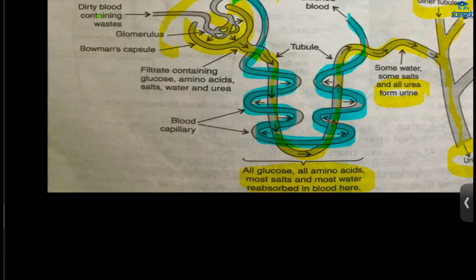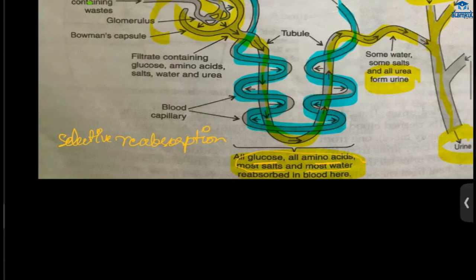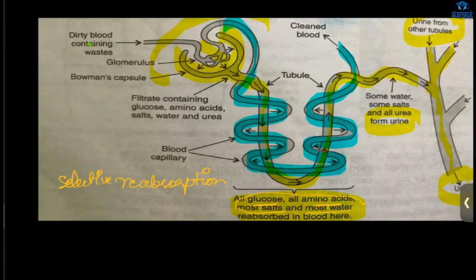What is the function of the tubules? It is to allow selective reabsorption of the useful substances like glucose, amino acids, salt and most of the water. They are reabsorbed because these things are useful for the body. But the waste material like urea remains in the tubules. It will not be reabsorbed into the blood capillaries. This is the blood capillary and this is the tubule.